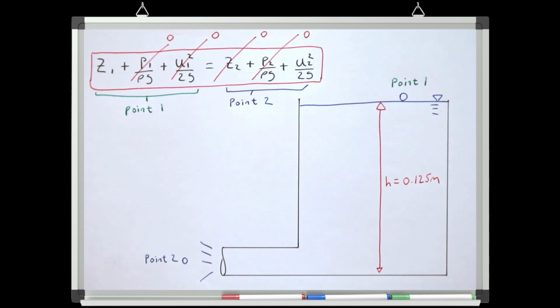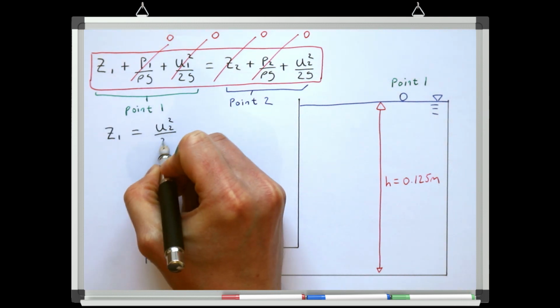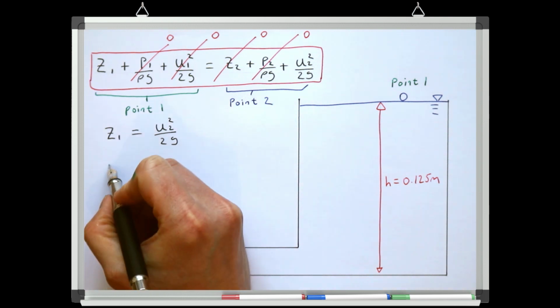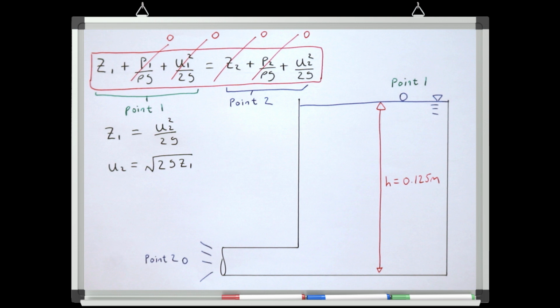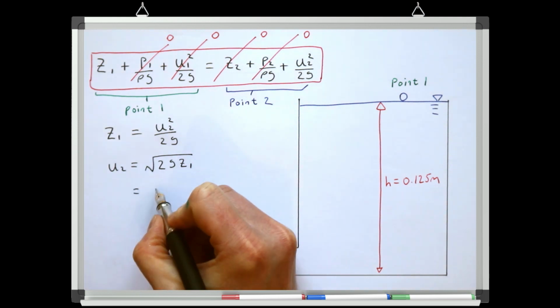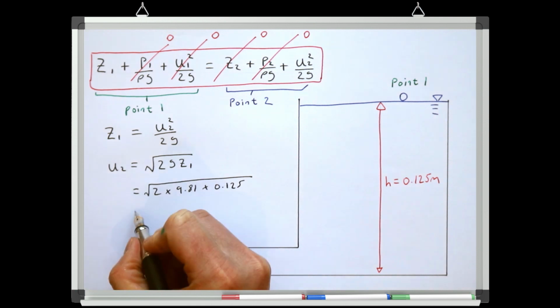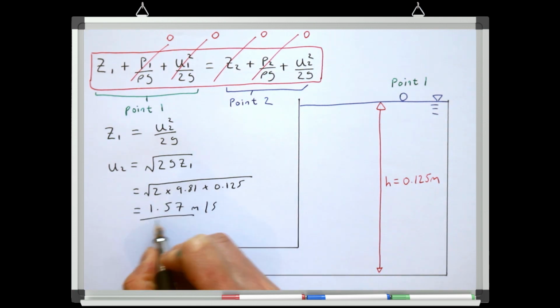So we can now see that in the first half of the equation at point 1, all of the energy is in elevation, and in the second half of the equation at point 2, all of the energy is in velocity. So we now have an equation with only 2 variables in it, and we know that the elevation at point 1 is going to be 0.125 meters. So we can rearrange this equation for velocity, and assuming acceleration due to gravity is 9.81 meters per second squared, we get a final velocity of 1.57 meters per second.